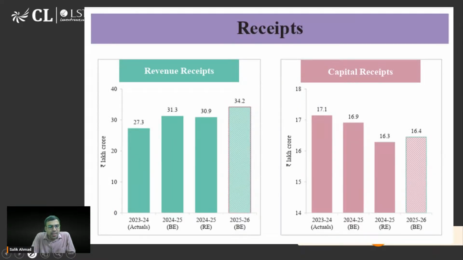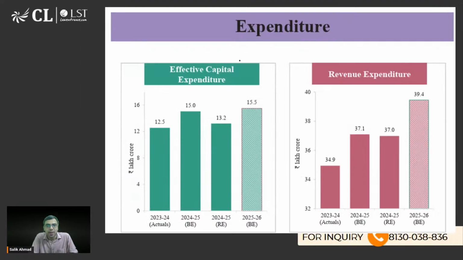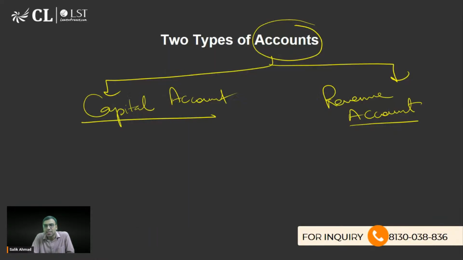Look, we had discussed in the budget class what is the revenue receipt, capital receipt, then revenue expenditure and effective capital expenditure. So these terms we had discussed in the budget class. That is why I want you to actually understand what is capital expenditure and what is revenue account, what is capital account.